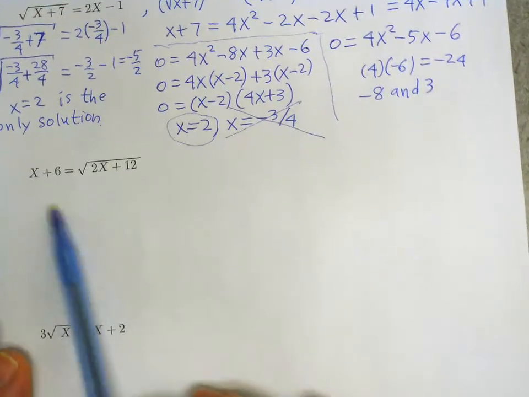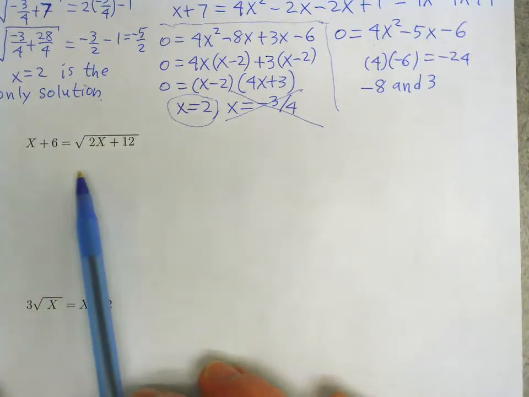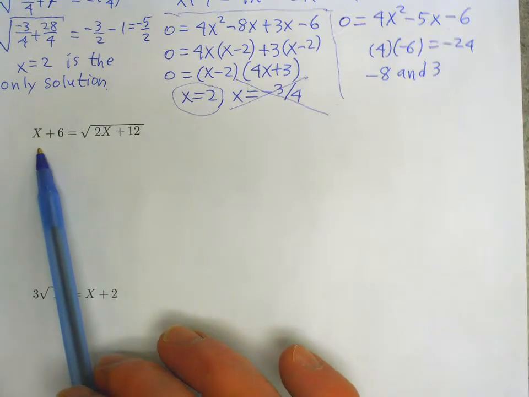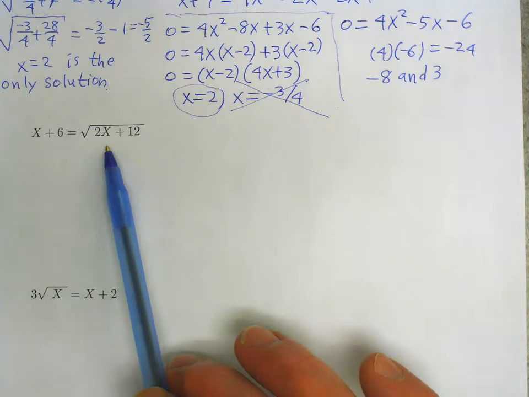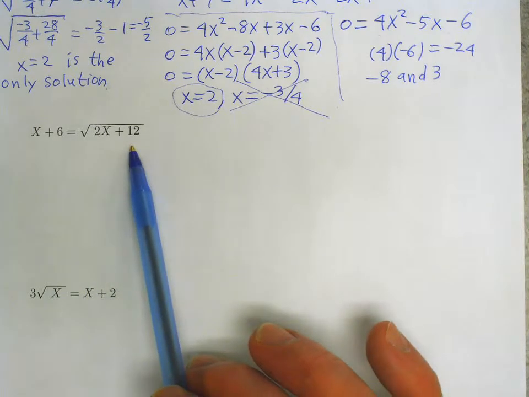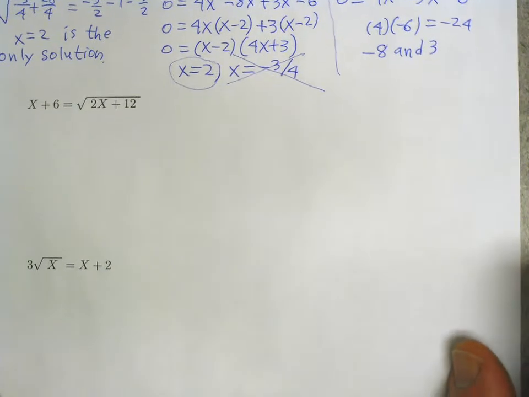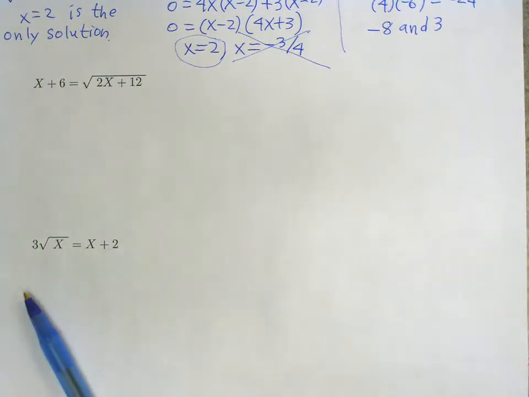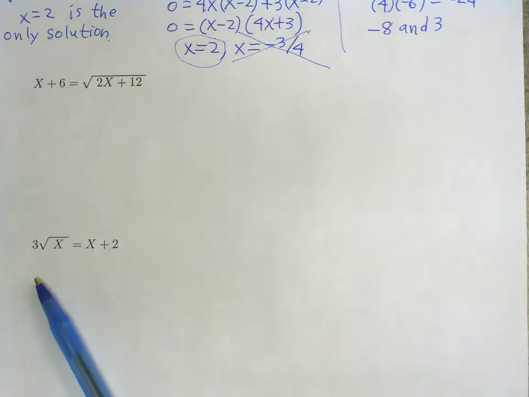This next example is a similar type of process. Just square x plus 6 on the left-hand side and square the square root of 2x plus 12 on the right-hand side. But we'll go ahead and bypass that for now, and we'll look at this example. Solve the square root of 3 times the square root of x equals x plus 2.